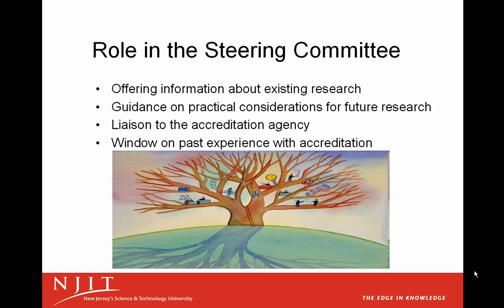the other research. So what is the role of institutional research in the steering committee? A representative from IRP sits on the steering committee to provide information about research which has already been conducted at the university, and to provide guidance on practical considerations for future research, including realistic limits on the data. This representative is also the liaison of the university to the accreditation agency.